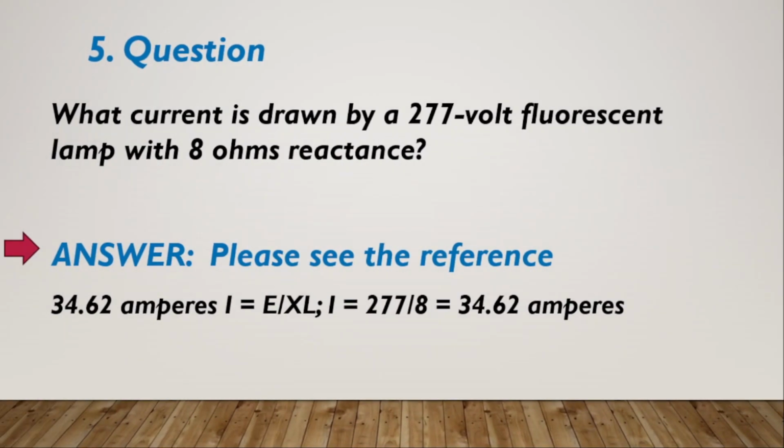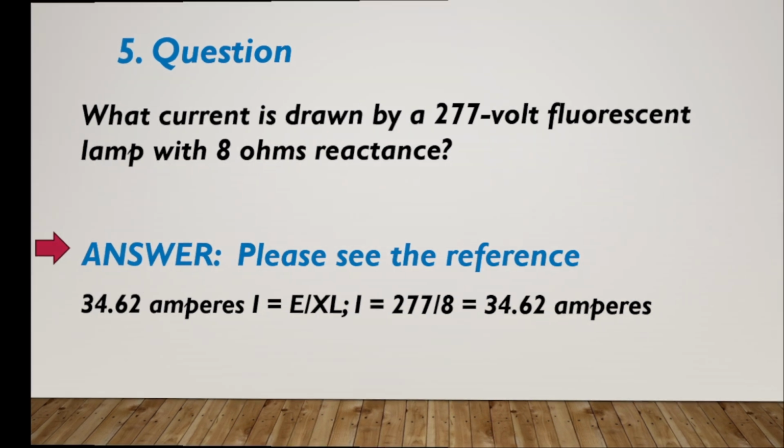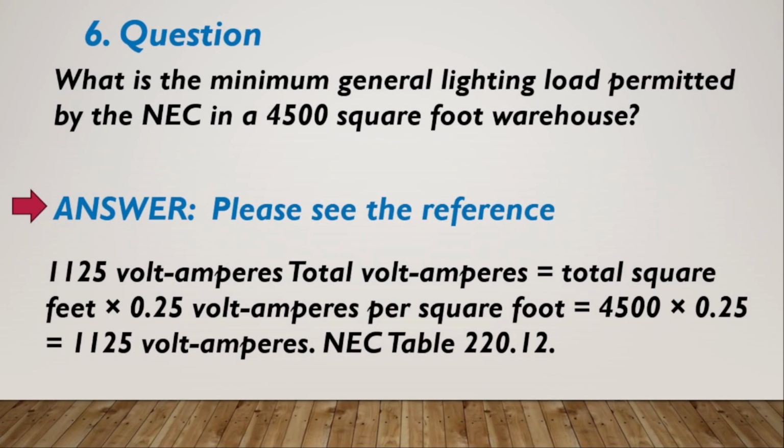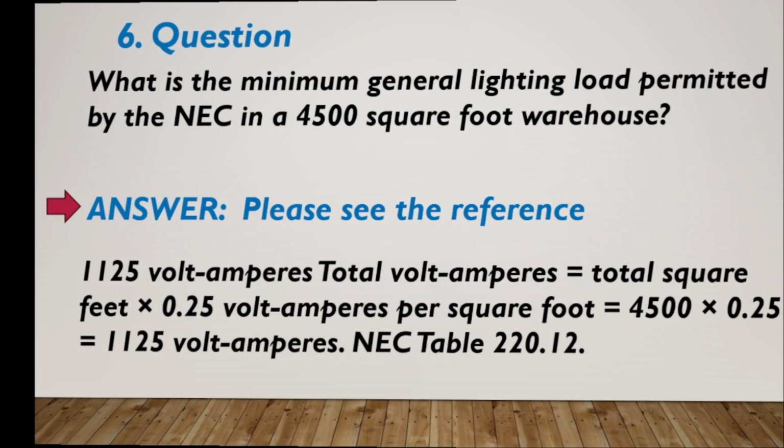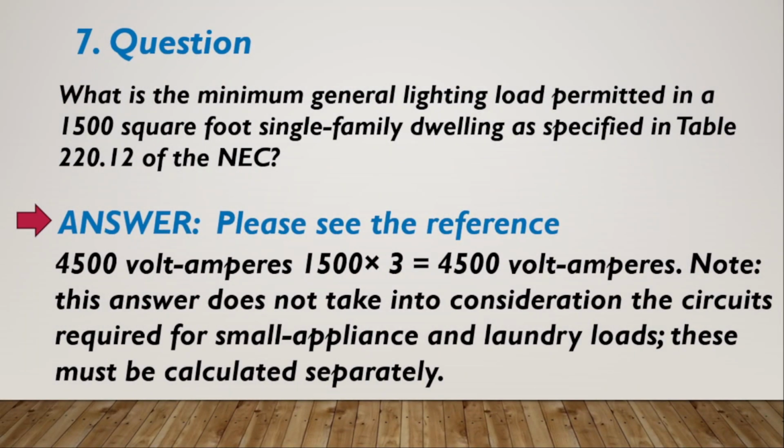Question number 5. What current is drawn by a 277 volt fluorescent lamp with 8 ohms reactance? Please see the reference. Question number 6. What is the minimum general lighting load permitted by the NEC in a 4,500 square foot warehouse? Please see the reference.